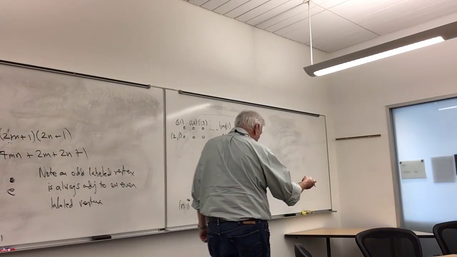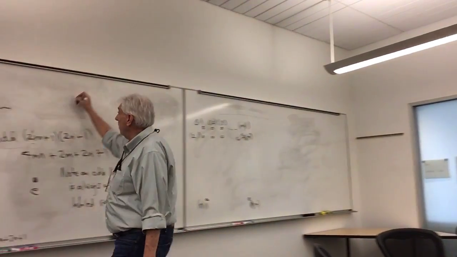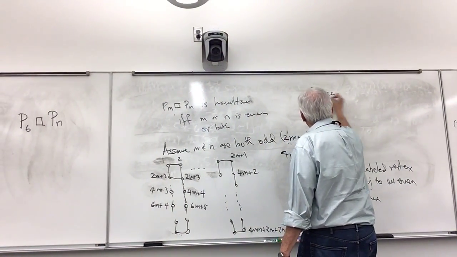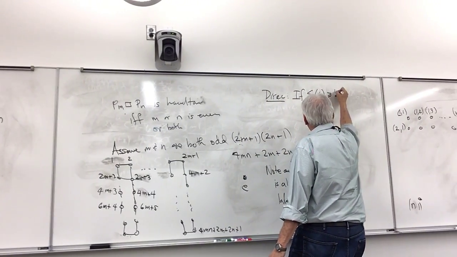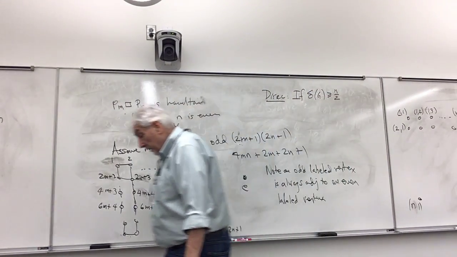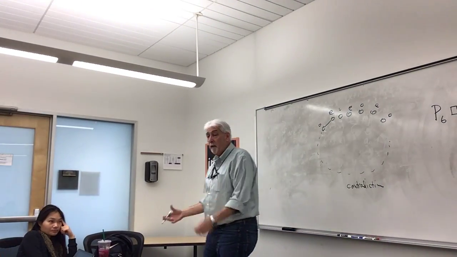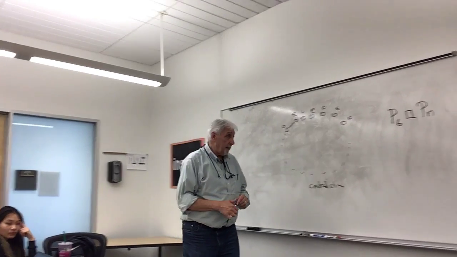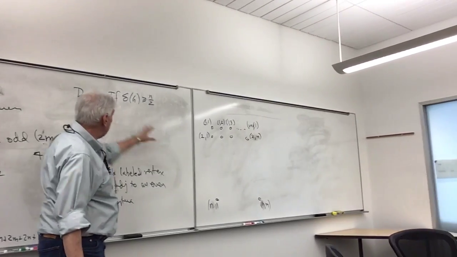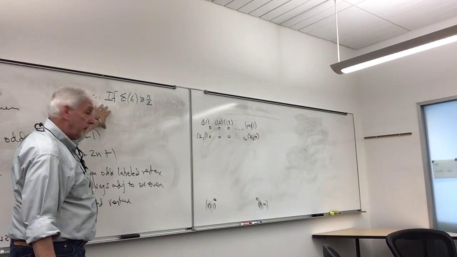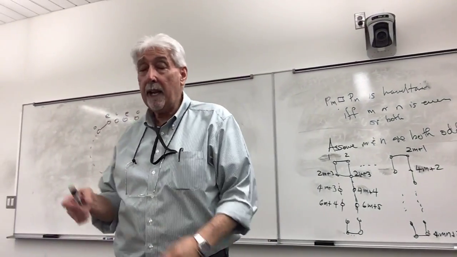The Dirac result is: if the minimum degree of G is greater than or equal to n over 2 in a graph of order n, then the graph is Hamiltonian. That's pretty large. This is a pretty sparse graph versus this graph, which has a lot of edges. It is optimal.